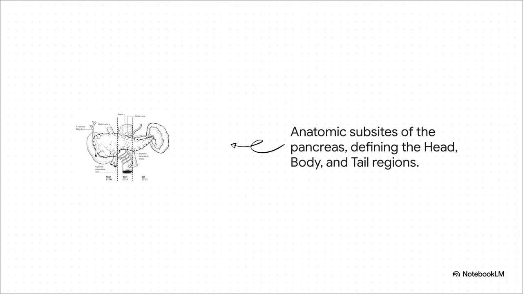So how do you define those zones? Well, it all comes down to the big blood vessels. As you can see here, the head is everything to the right of where the superior mesenteric and portal veins meet. The body is kind of sandwiched between that point and the aorta. And the tail, that's everything else stretching out towards the spleen. Nailing this location down is your first big task.